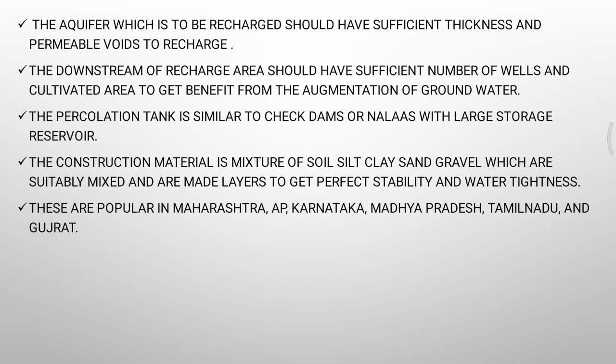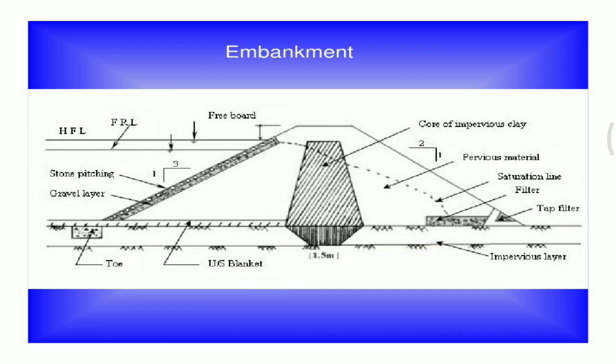The percolation tank is similar to check dams or nalas with a large storage reservoir. The construction material is a mixture of soil, silt, clay, sand, and gravel, which are suitably mixed and made into layers to get perfect stability and water tightness. These are popular in Maharashtra, AP, Karnataka, Madhya Pradesh, Tamil Nadu and Gujarat.